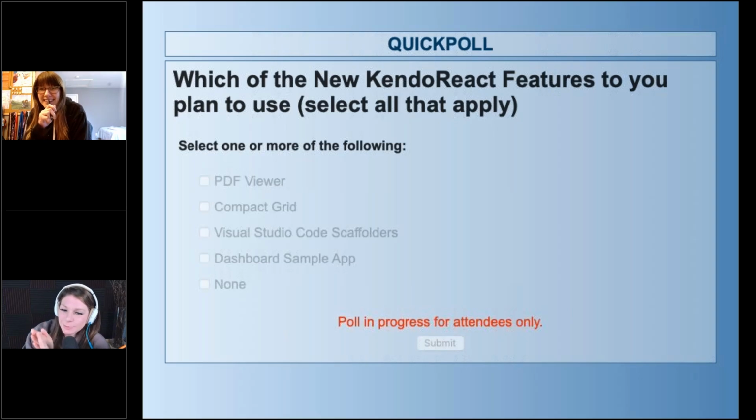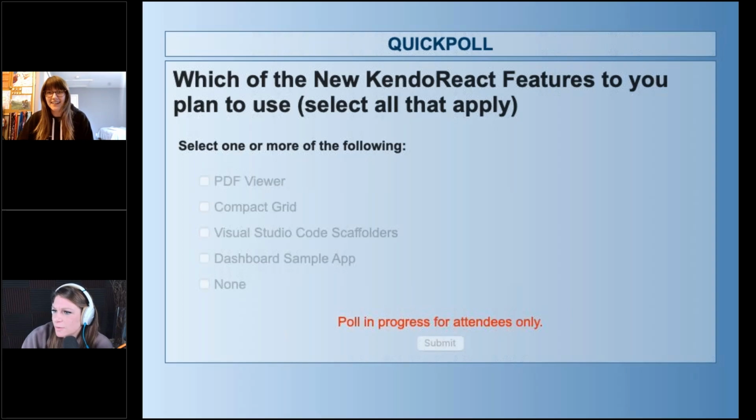So select one that you're excited about. Well, you can select more than one actually. PDF viewer, the compact grid, Visual Studio Code scaffolders, dashboard sample app, or none of the above. Maybe you're excited about the navigation accessibility features or CSP compliance. I don't know, right? Maybe it's not listed here, but yes, let us know which feature you're planning to use.